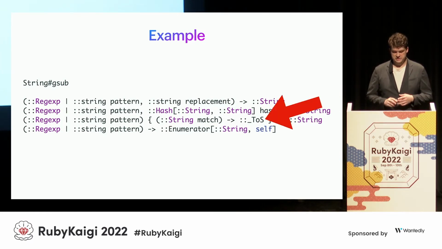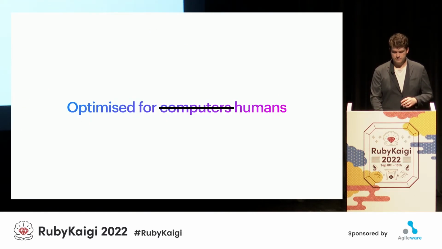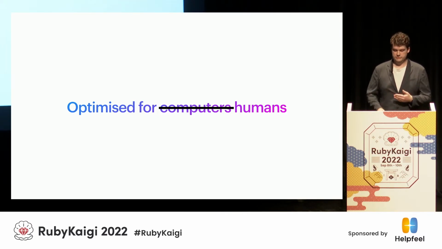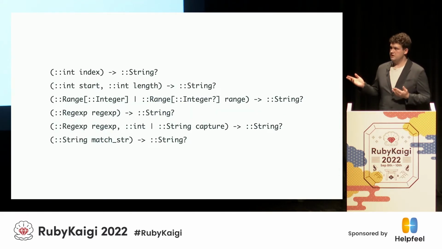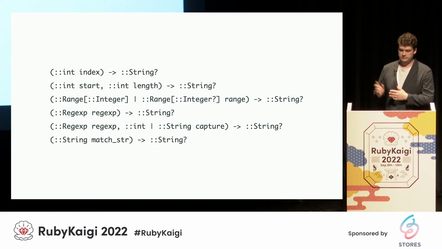And you may be wondering what this _ToS is. This is actually an interface. Specifically, it's the to_s interface. It's a special type in RBS that checks if a given object implements the to_s method. So, over the past few months, I've also been thinking, how can I improve type signatures to move from being machine readable to human readable? So here's the example, the gsub method again, so the gsub signature.